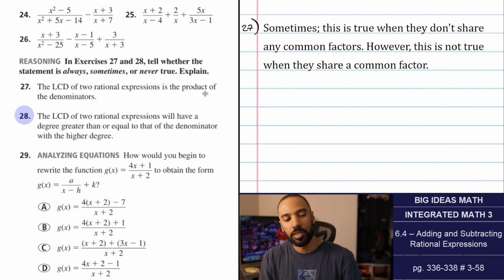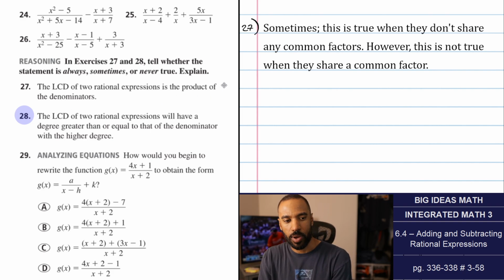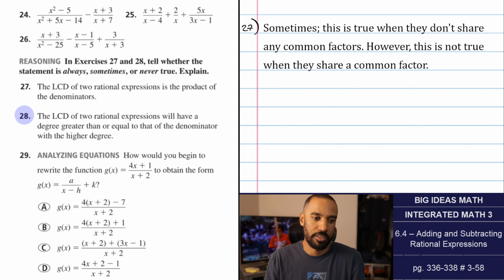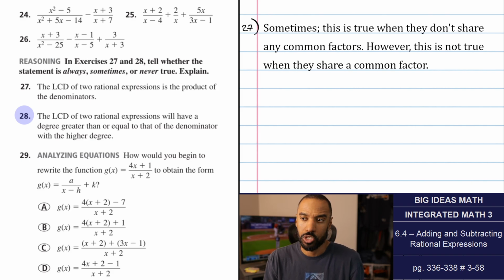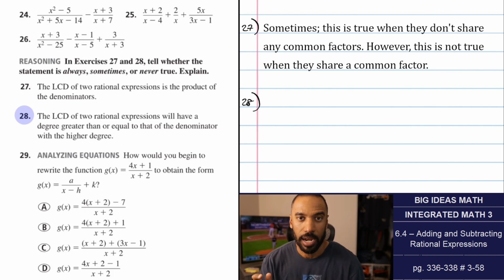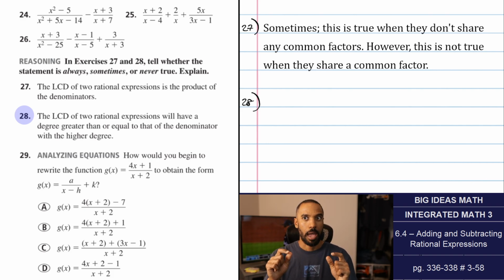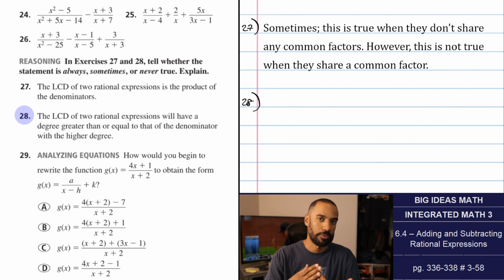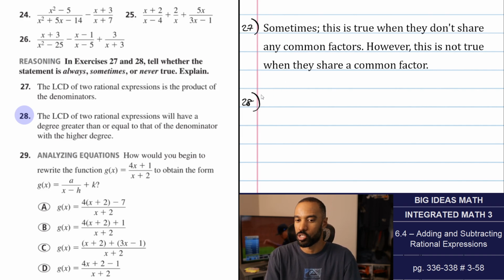Number 28, the least common denominator of two rational expressions will have a degree greater than or equal to that of the denominator with the higher degree. That's always true. So if I have an x squared here and an x cubed here, and I want to find the least common denominator, I'm at least going to be at x cubed, right? It can't go down to x squared or anything like that. So it's just always true.